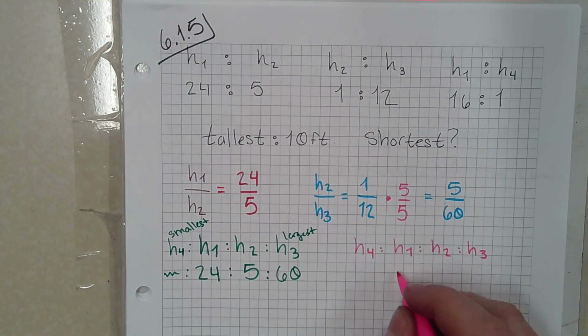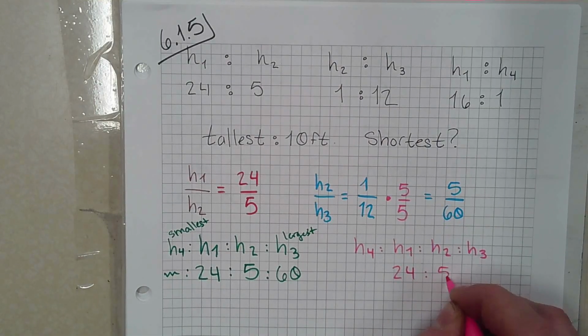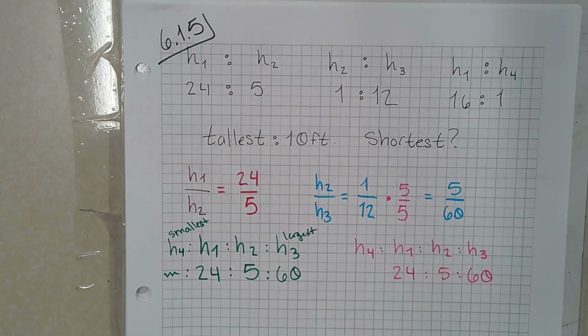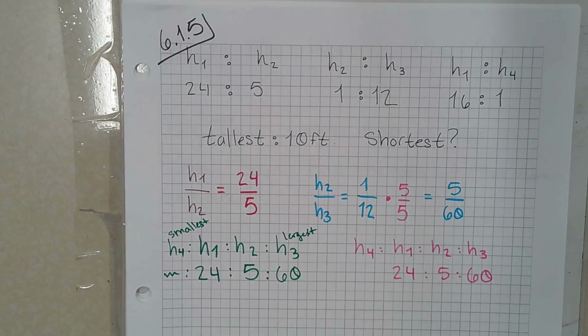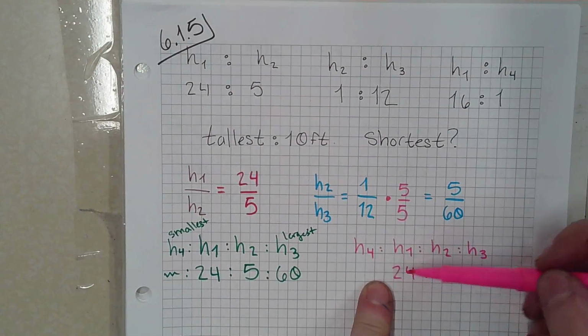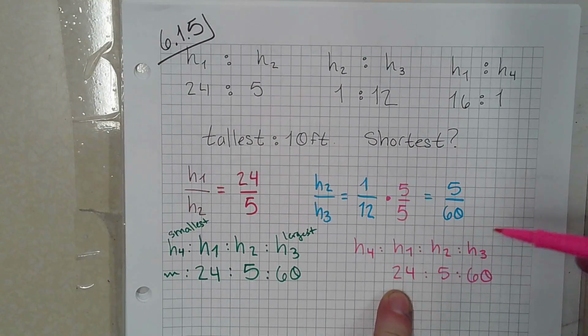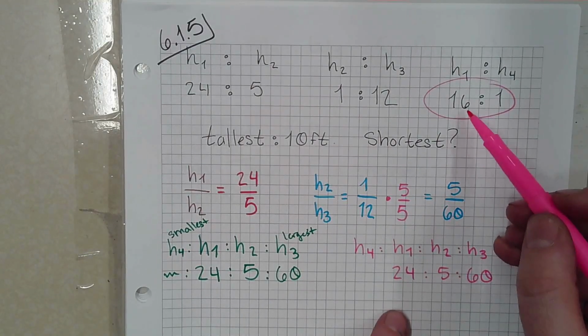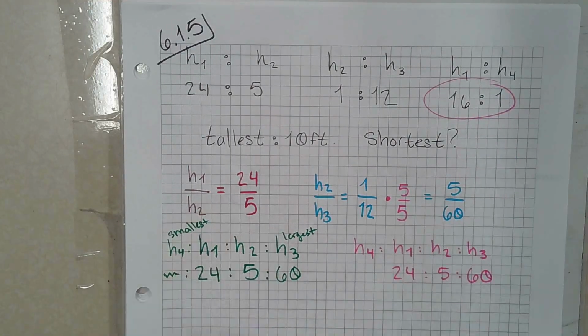We already said that we know this is 24, when this is 5, when this is 60. Let's figure out what height 4 would have to be to kind of pile on here. Well, we need to be able to compare it to height 1 that's 24, right? Well, we have this, 16 to 1. So what can we times 16 by to make it match 24? That's kind of what we did here, right?